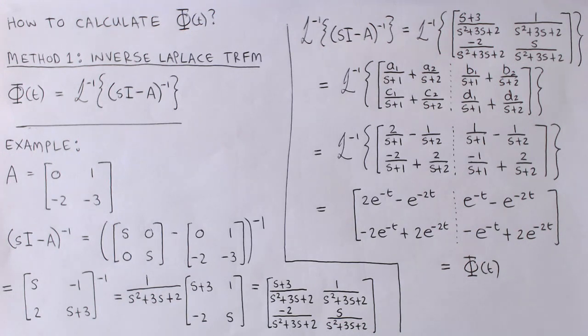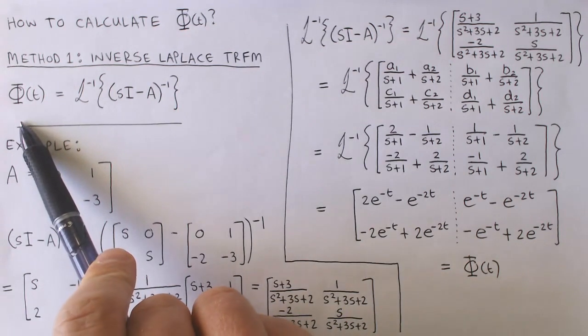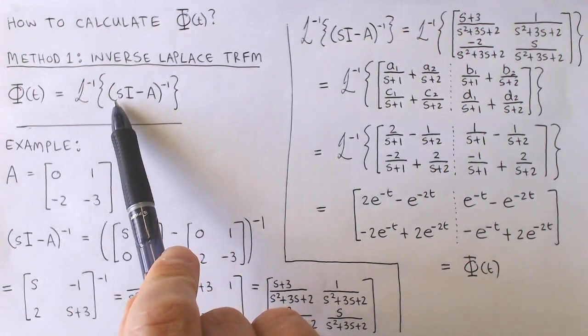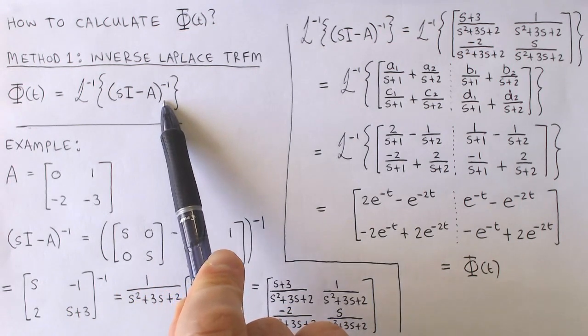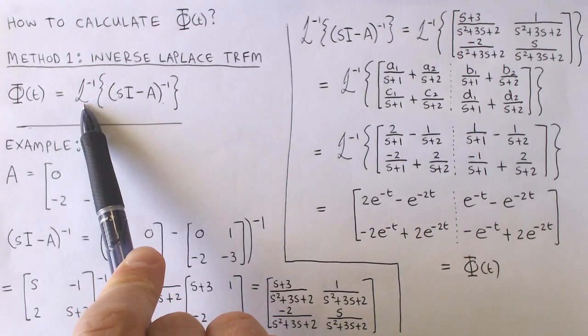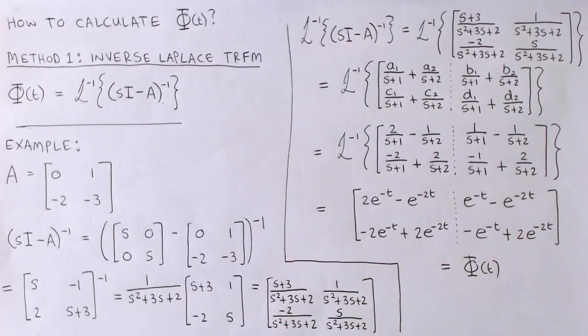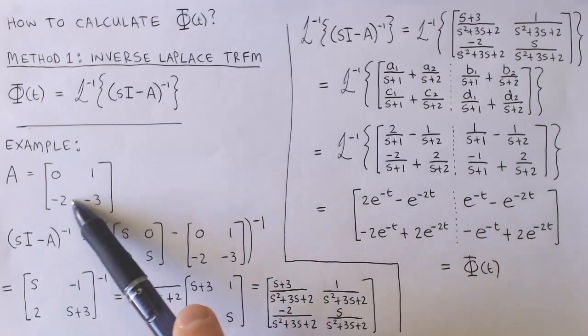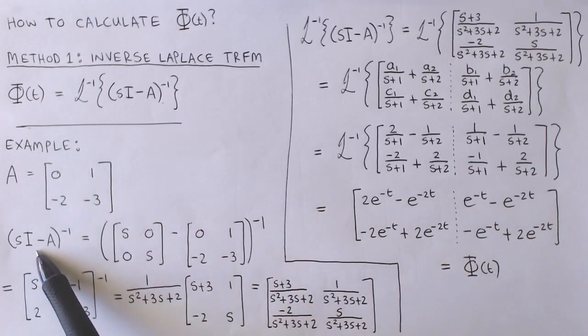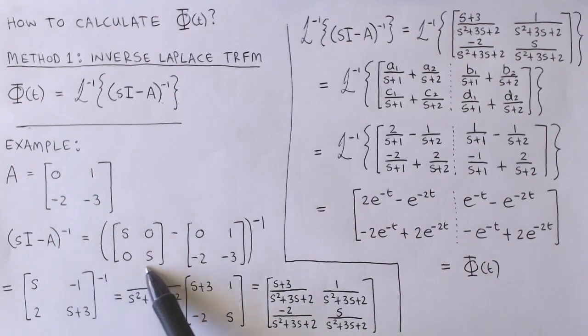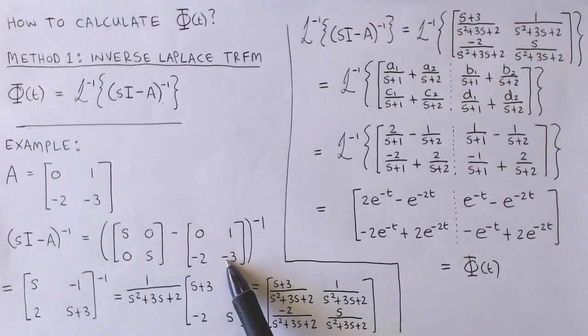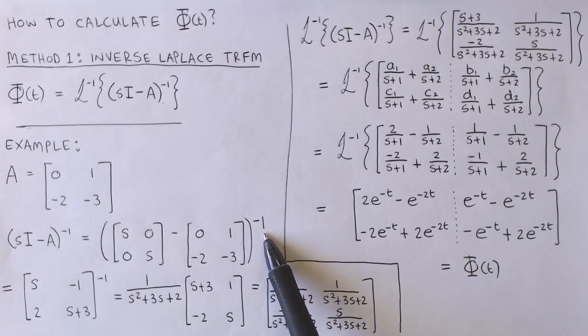The method says that the state transition matrix can be calculated by taking the inverse of matrix sI minus A and then taking the inverse Laplace transform of each element of this matrix. We will derive this result at a later stage. For now, let's illustrate the method by working through an example. Suppose matrix A is given by this matrix. We can then calculate the inverse of sI minus A as s times the identity matrix minus matrix A, of which we take the inverse.